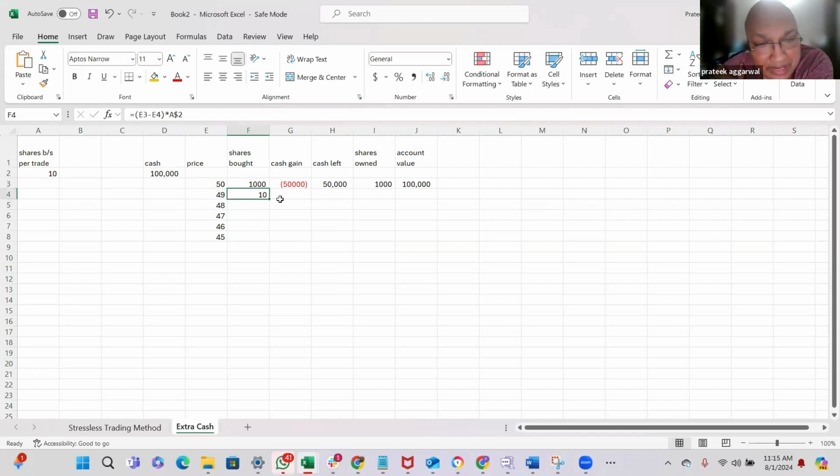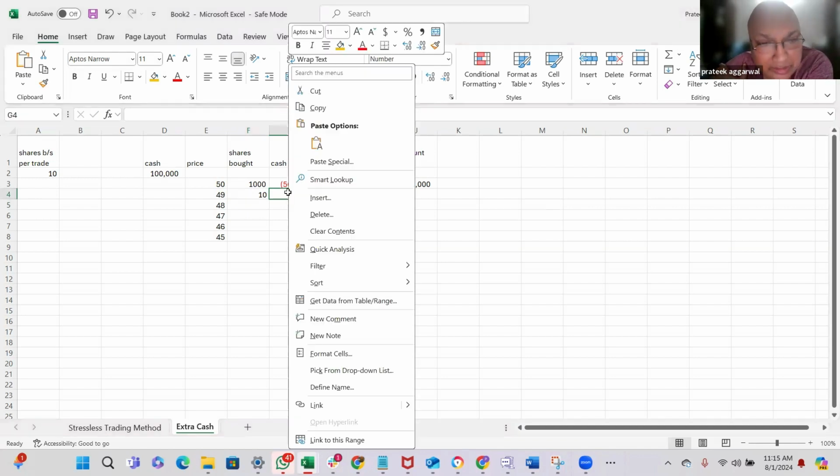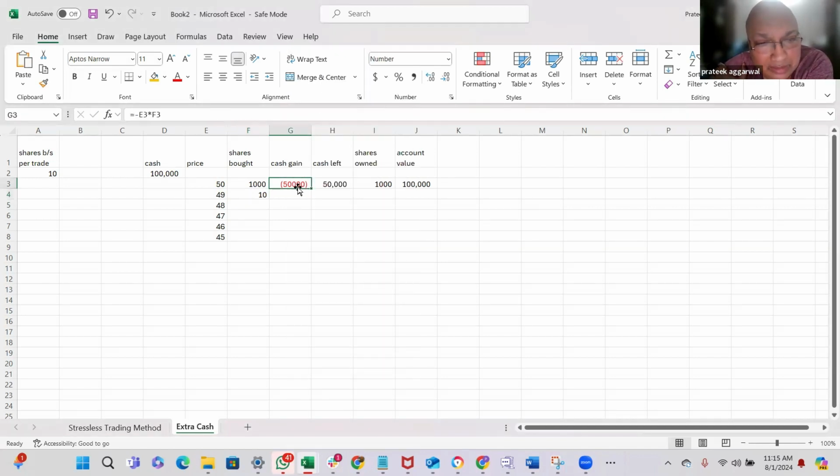So what is the impact of buying 10 shares every time? We already know that. We know that our cash is going to go down by $490, right? So now we can stretch this part definitely.